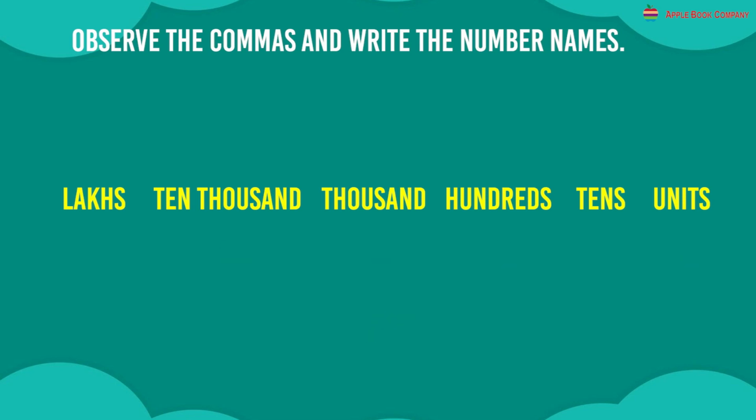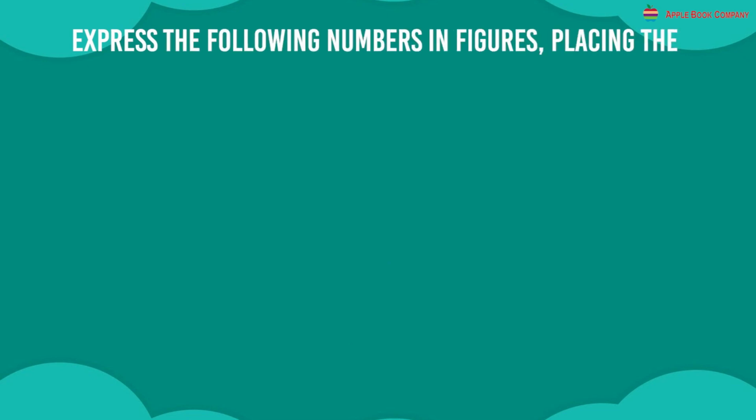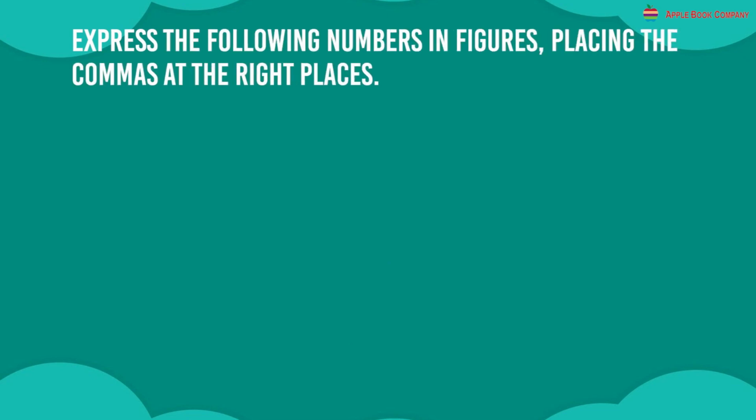39,096. Next, 5,82,907. Next number is 50,32,007. Express the following numbers in figures, placing the commas at the right places.